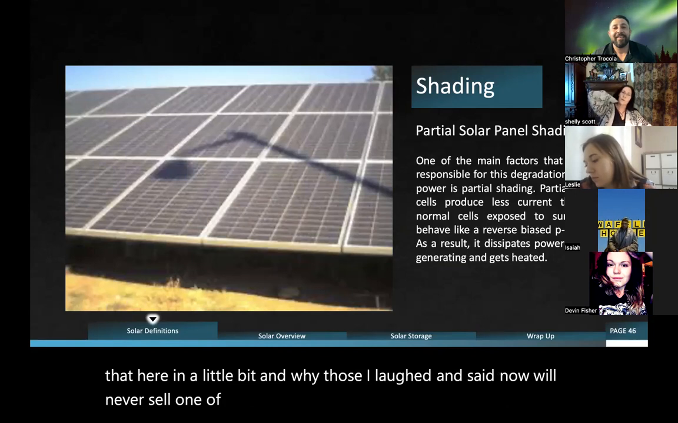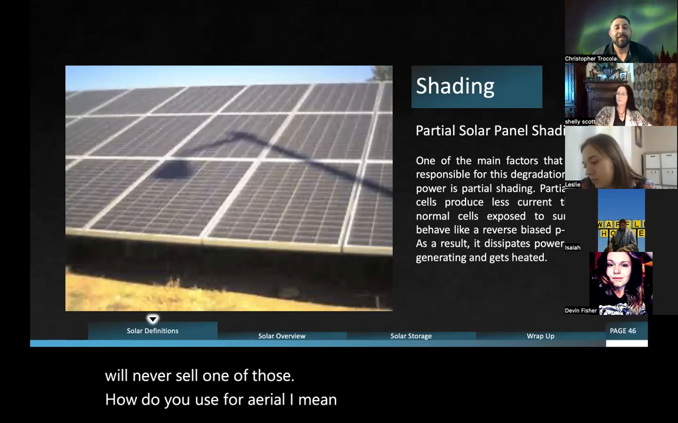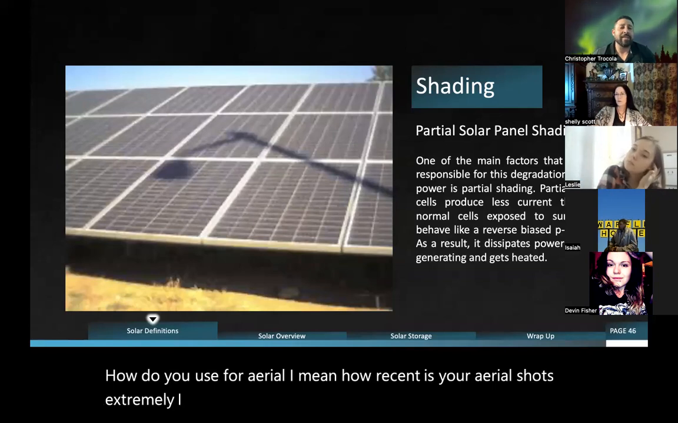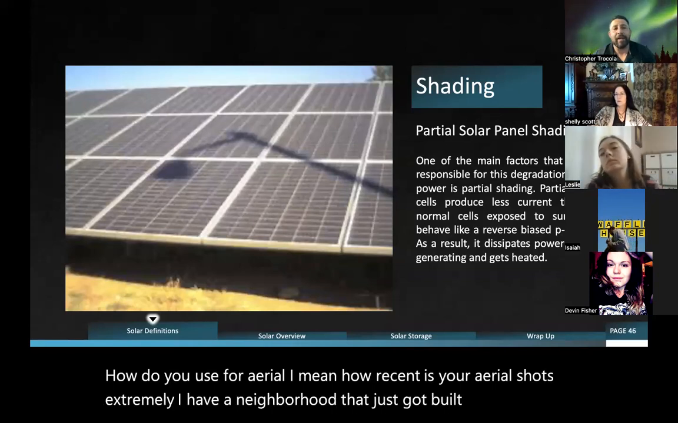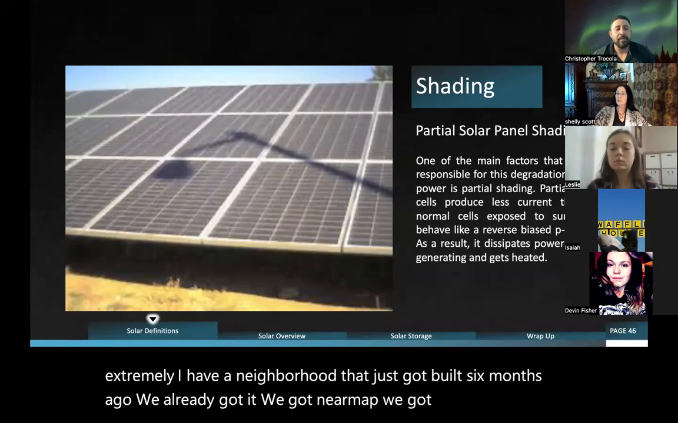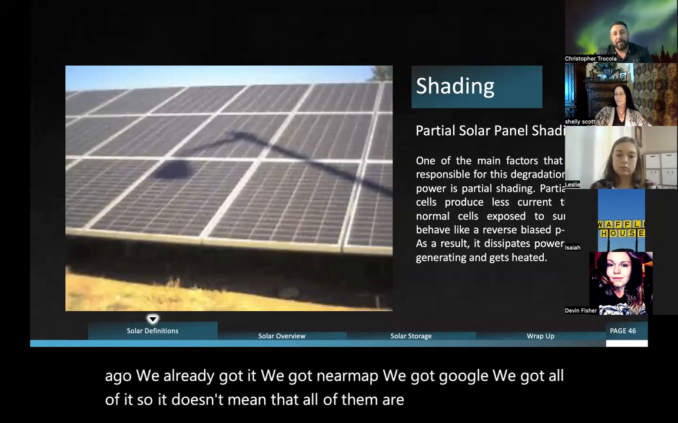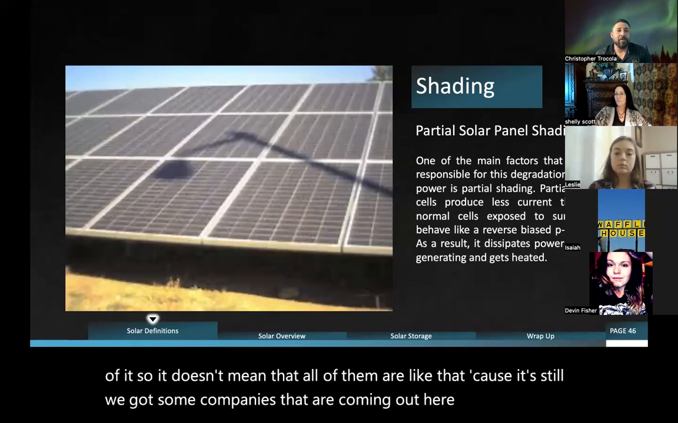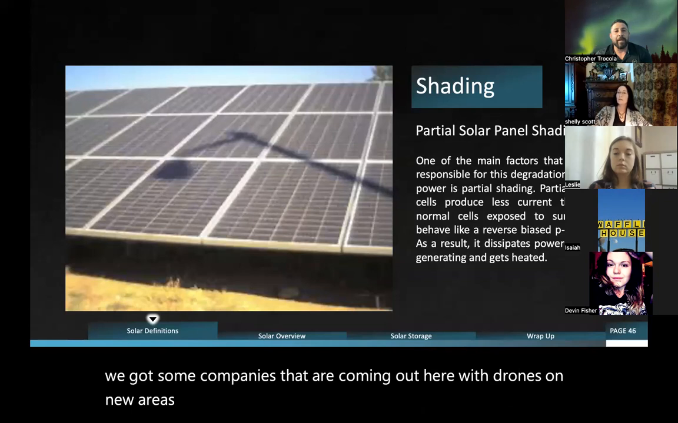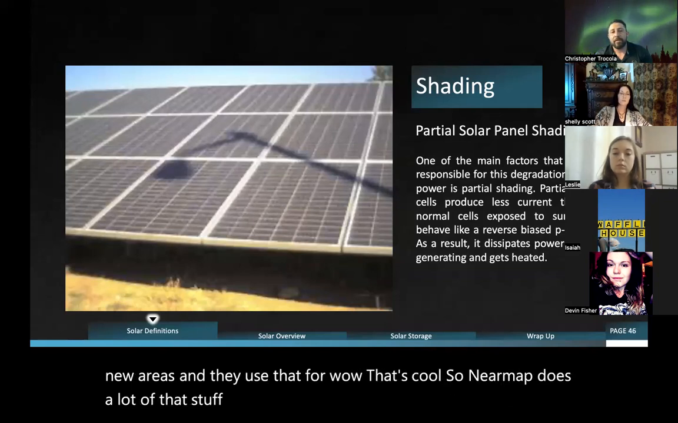Chris, what do you use for aerial? I mean, how recent are your aerial shots? Extremely. I have a neighborhood that just got built 6 months ago. We already got it. We got Near Map, we got Google, we got all of it. Okay. So that doesn't mean that all of them are like that, because we got some companies that are coming out here with drones on new areas and they use that. Oh, wow. Yeah. That's cool. So Near Map does a lot of that stuff too. Cool.